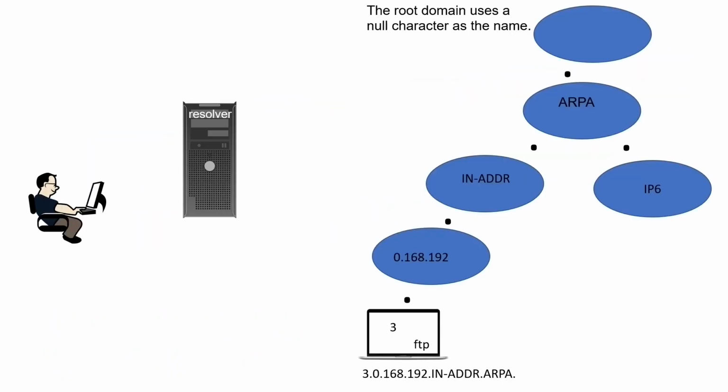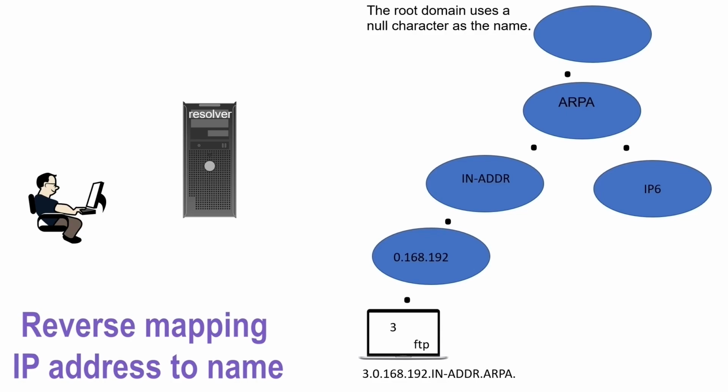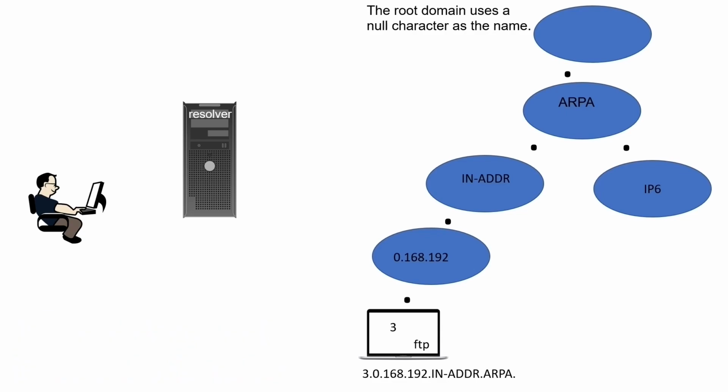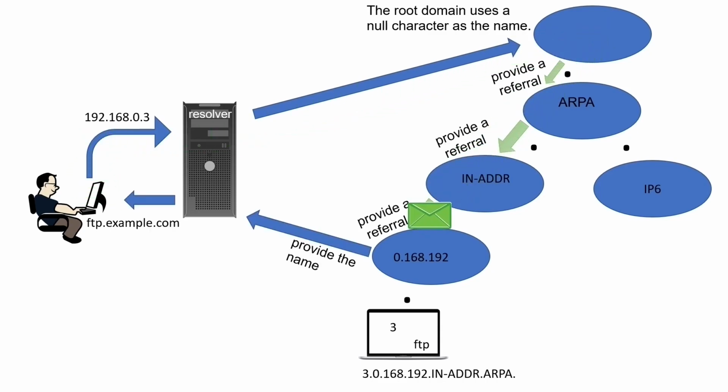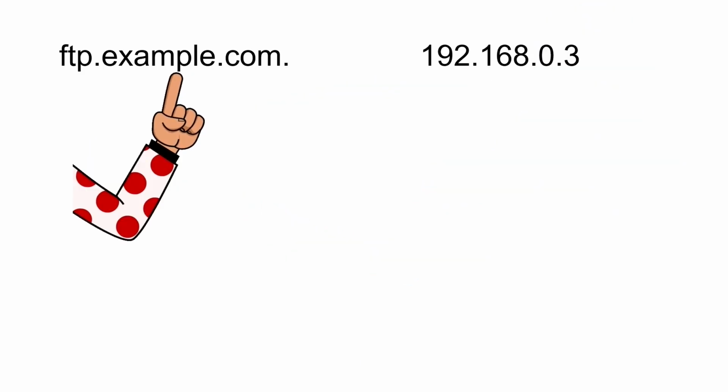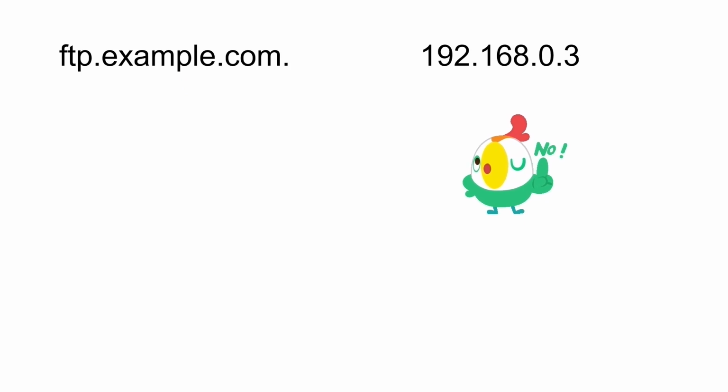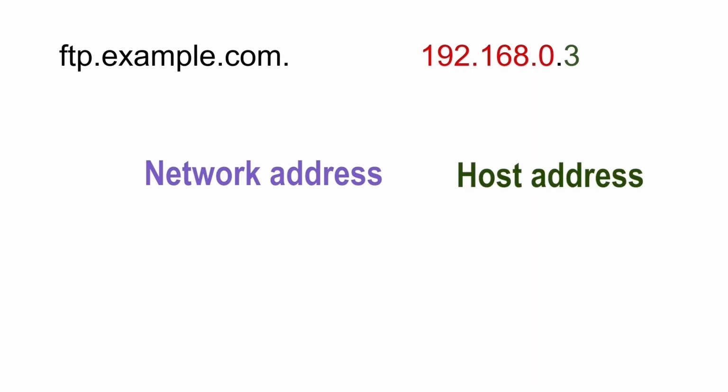In reverse mapping, a resolver system resolves an IP address with the name. Suppose the resolver system wants to know the name of the IP address 192.168.0.3. For this, it follows the same steps it uses in forward mapping. It sends the first query to the root name server and follows the referral until it gets the answer. Unlike fully qualified domain names, IP addresses do not include domain names. An IP address includes two types of addresses, the network address and the host address.